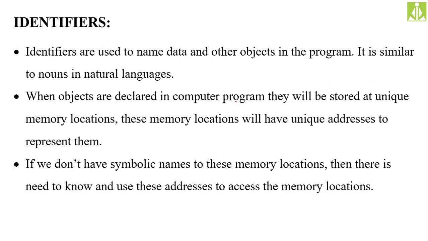So here also we are learning a new language, C language. So how do we name the objects in C language? In order to name the objects, we use nouns in English, isn't it? We use nouns in English in order to name the objects. Okay. So in the same way, in order to name the objects in C language, we use identifiers. So we can say identifiers are similar to nouns in English language.